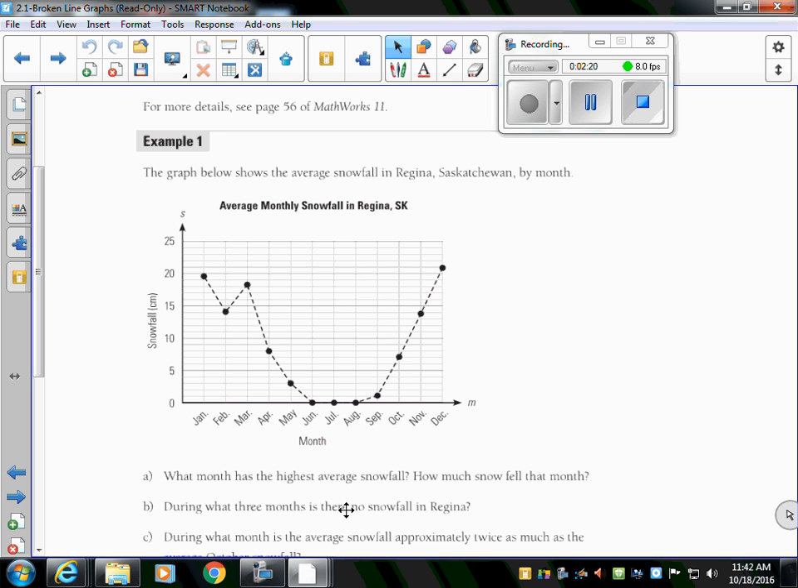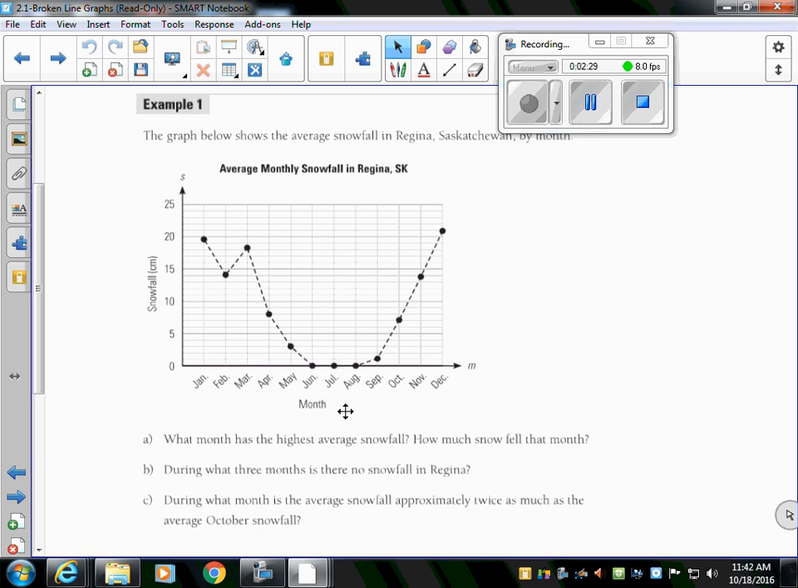During what 3 months is there no snowfall in Regina? It looks like June, July, and August all fall on that 0 line. During what month is the average snowfall approximately twice as much as the average in October? Well, we've got to look at what is October. October is right here. If we read across, we get 7, right? 5, 6, 7. So double that would bring us to 14. 14 is 1 line underneath. So right here in February it would be double. But if we read across, actually over November it's also double as well.